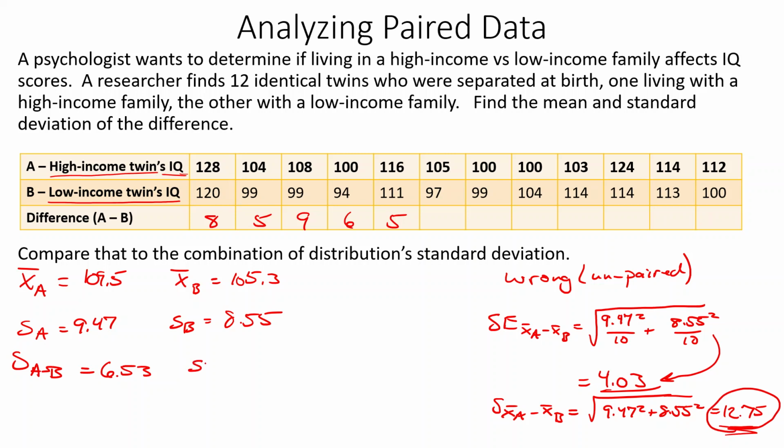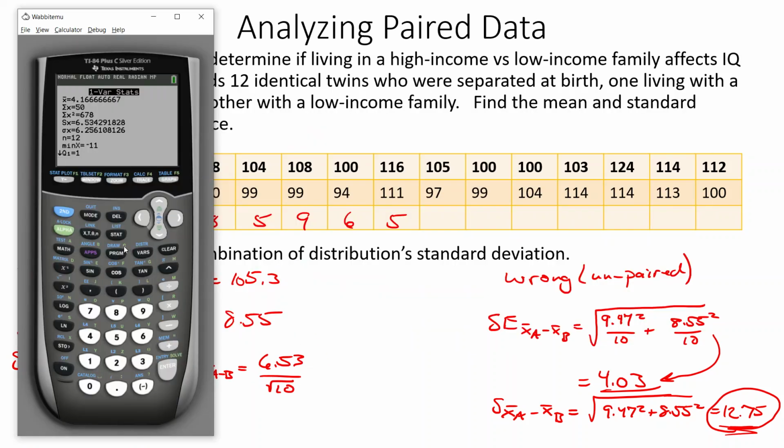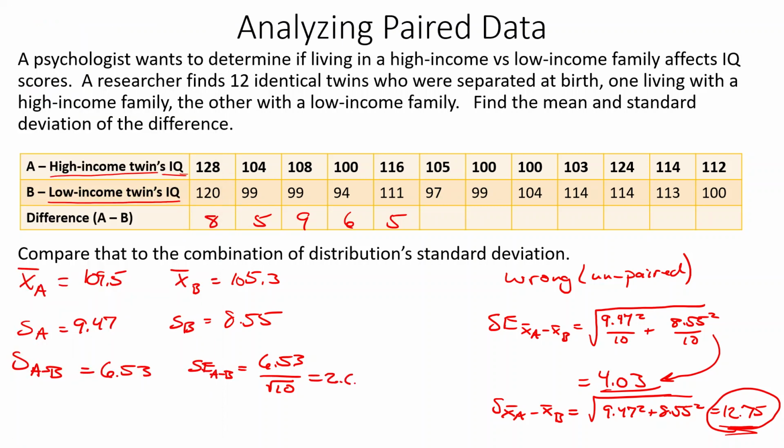And if we wanted to look at the standard error of the A minus B stuff, well, we would have this standard deviation, 6.53, divided by the square root of 10, because we'd be treating it as just one distribution and not two distributions. All right, so we would type in 6.53 divided by the square root of our sample size, which is 10, and that gives us 2.06, which compared to this is much, much smaller. So the smaller one gives us a smaller interval in the end, which is what we want.